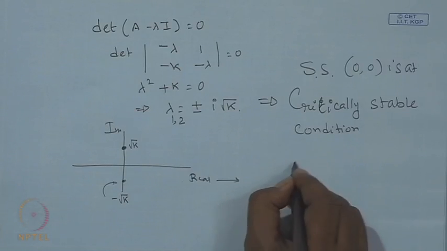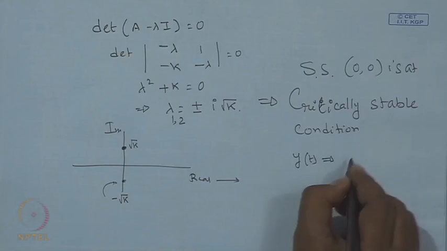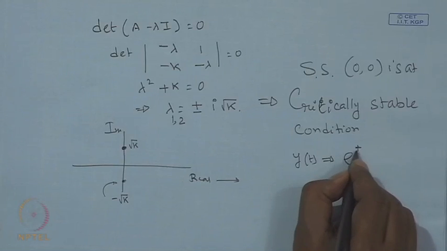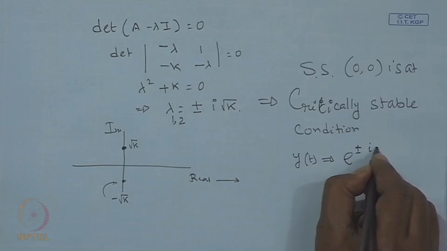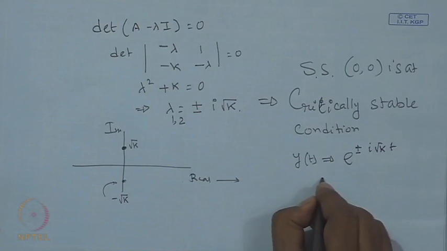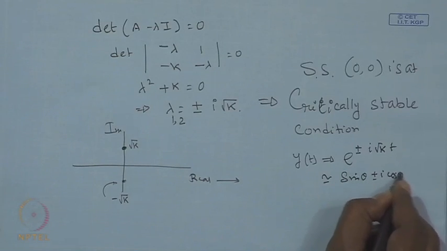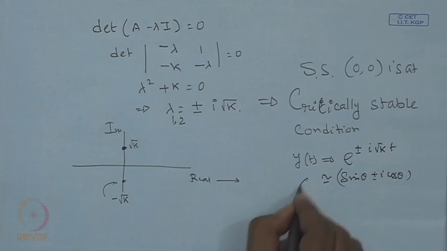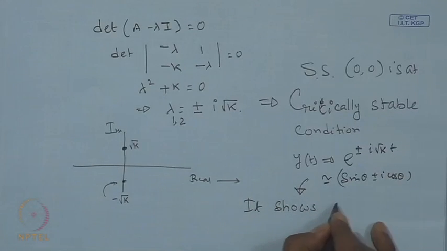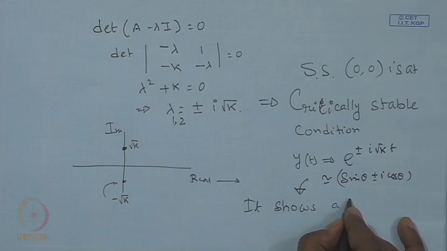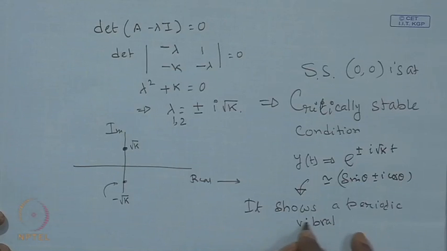If you look into the disturbance solution, it will be in the form of e to the power lambda t. So, it will be in the form of e to the power plus minus i root over k times t. So, it will be composed of sine plus minus cosine terms. Therefore, this indicates that it shows a periodic vibration or periodic motion.